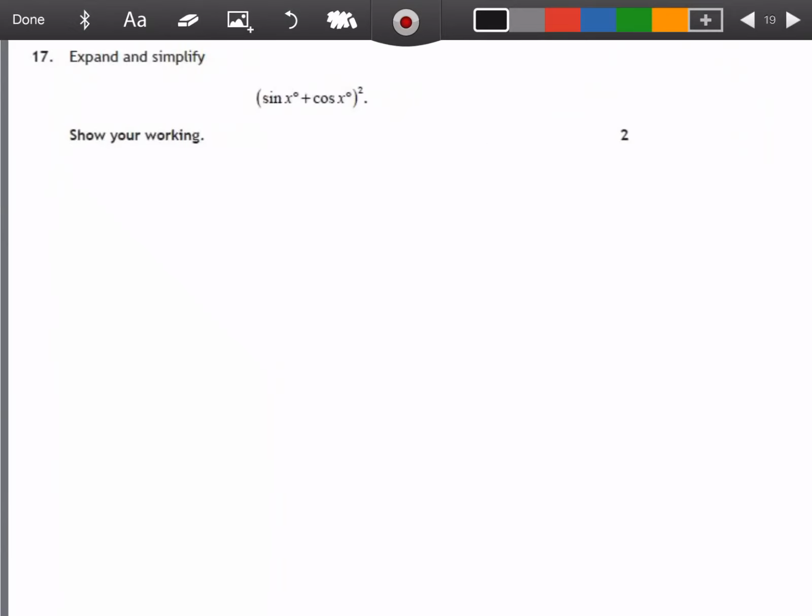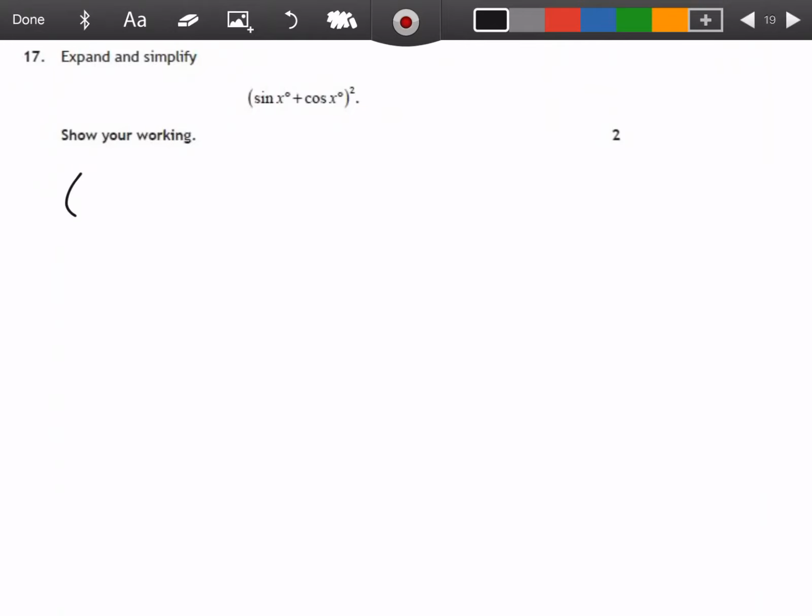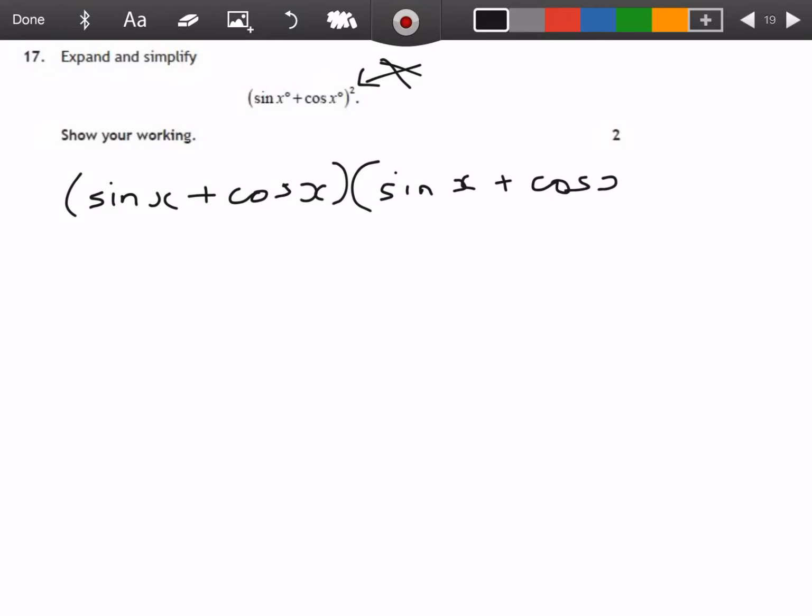Number 17. Expand and simplify and show your working. Okay, so it says sine x plus cos x, and it says squared. What does squared mean? It means that we're multiplying by another sine x plus cos x. Squared means you times it by itself. So, let's multiply this out, see what happens.